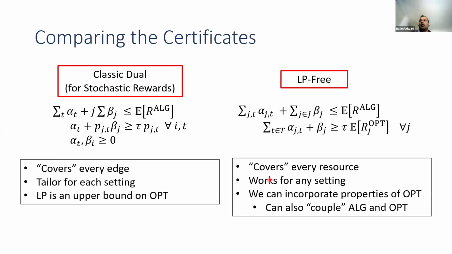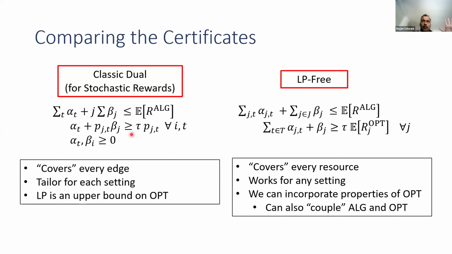Okay, so let me now compare the two side by side. This is the classic dual for the stochastic rewards problem, and this is the LP-free system. Here in the dual, we cover each edge, so I have this dual constraint, whereas in the LP-free, I cover each resource. So I'm not trying to look at every single edge.